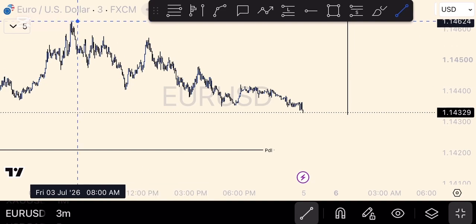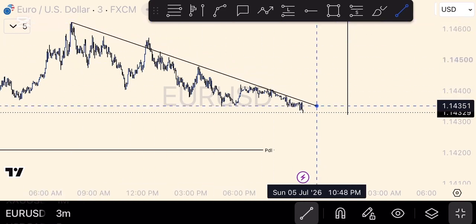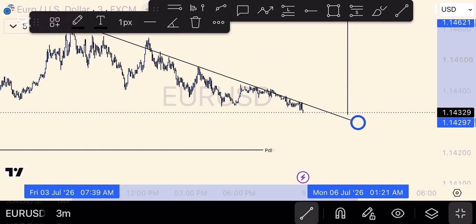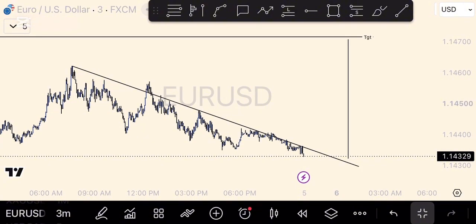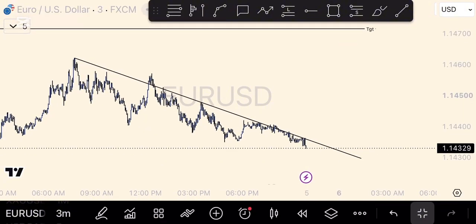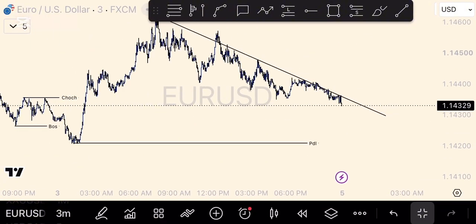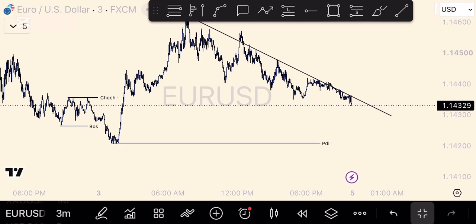So that is why we are having this sell structure. I'm just trying to explain the terms of structure to you so you can understand what we are doing here, if you are new to this video. So yes, back to our analysis.